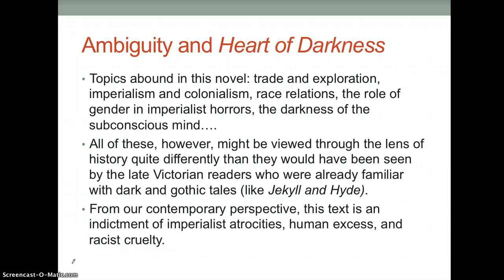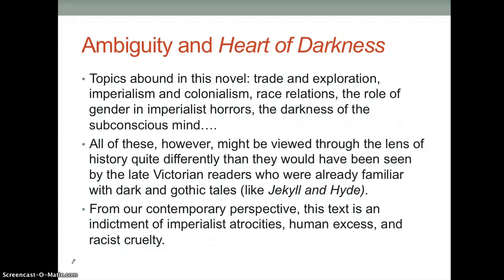First, I think we need to talk about the ambiguity at the heart of this novel because it really remains unresolved. So you could say that topics are rich in the novel. Just some of those might include trade and exploration, imperialism and colonialism, race relations, the role of gender in imperialist horrors, darkness of the subconscious mind, seafaring, and so on. You could go on and on. But the trick is all of these, given the nature of the novel, can be viewed differently according to your theoretical perspective or your historical perspective.